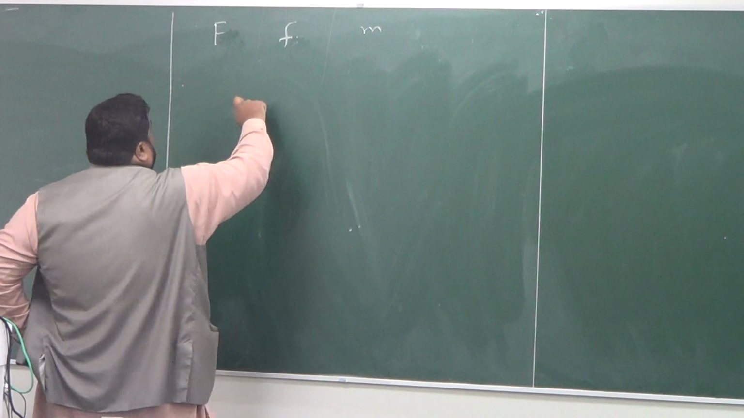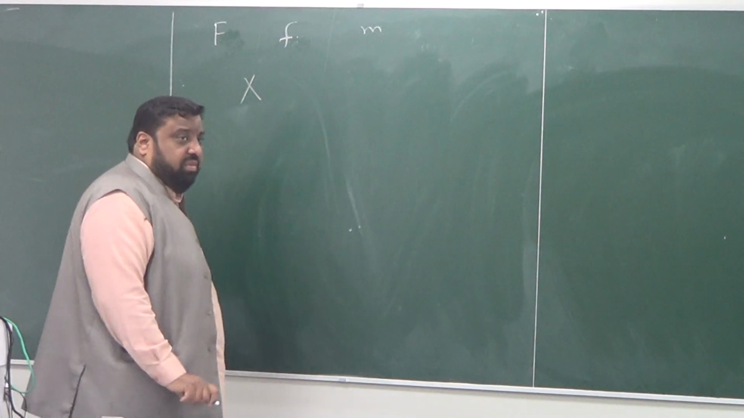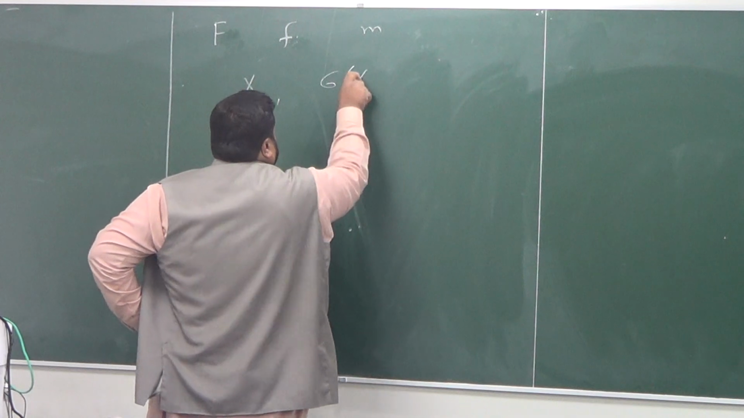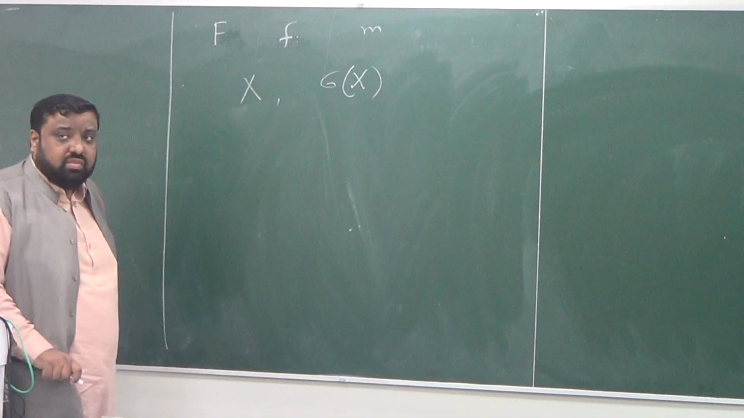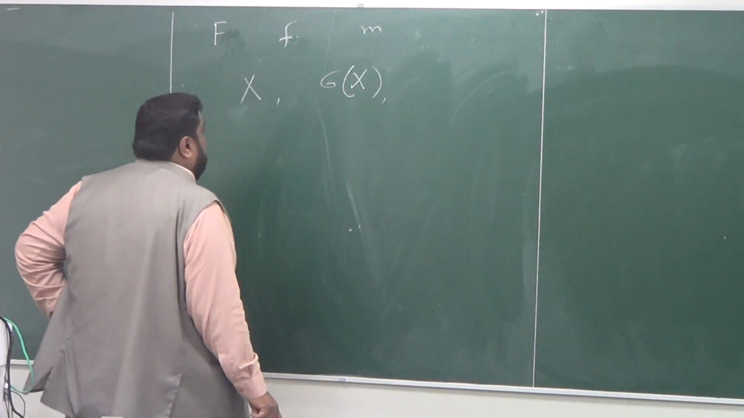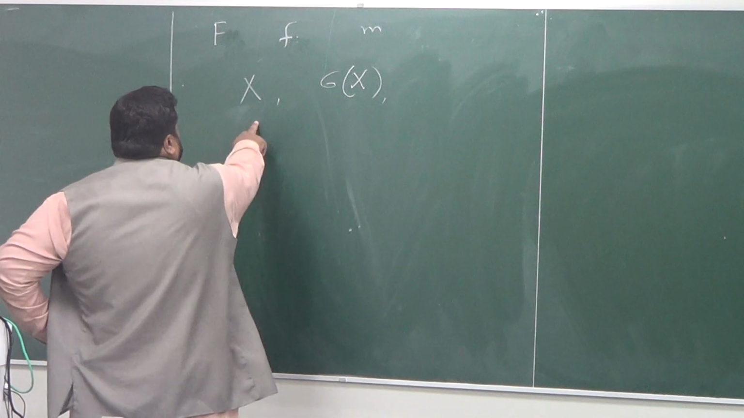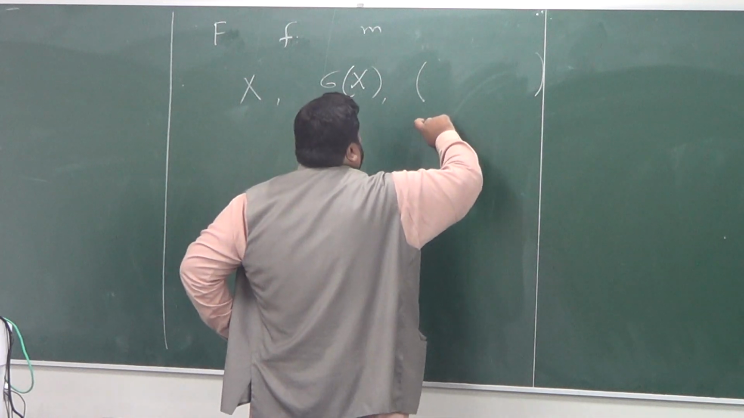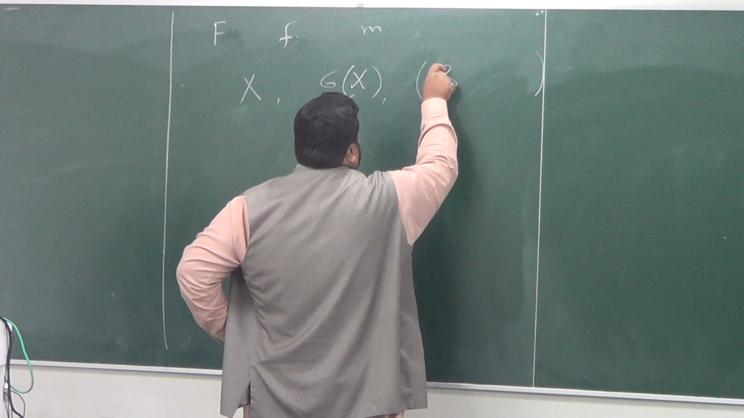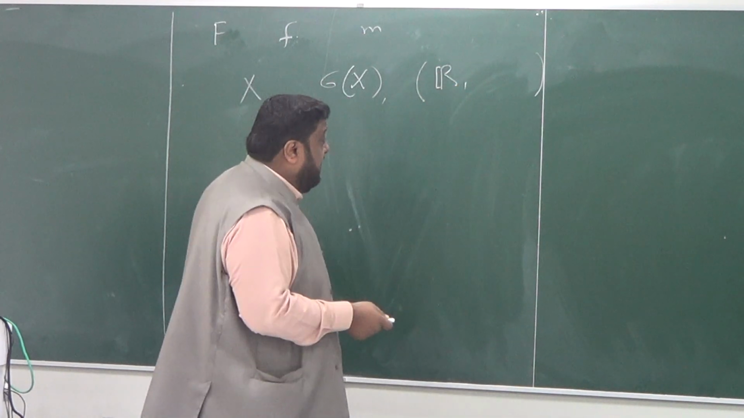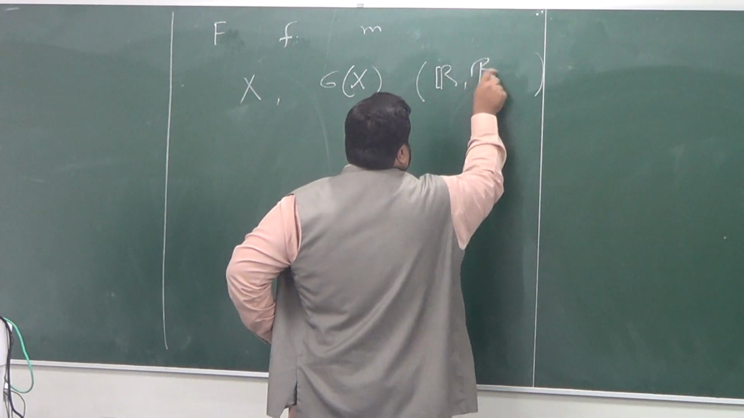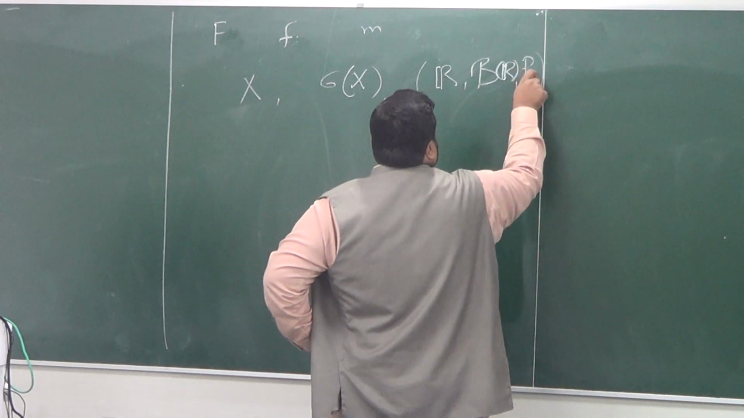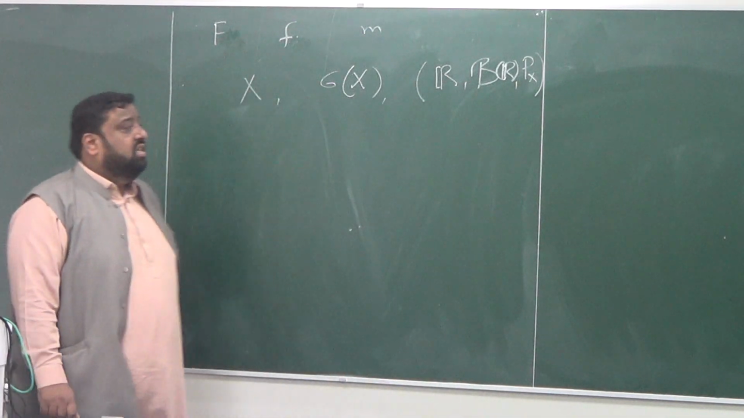Then we defined what we mean by a random variable, okay, and what we mean by a sigma algebra generated by a random variable. Then we also showed that every random variable gave rise to a probability space, in which the underlying set is R, the sigma algebra is the Borel sigma algebra, and the probability measure is the measure Px actually, and we defined it in such a way.